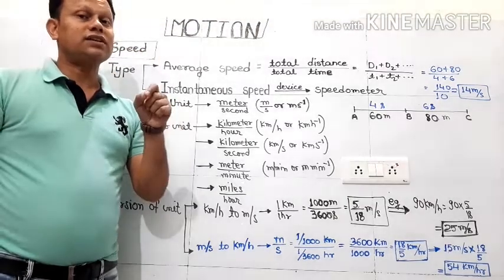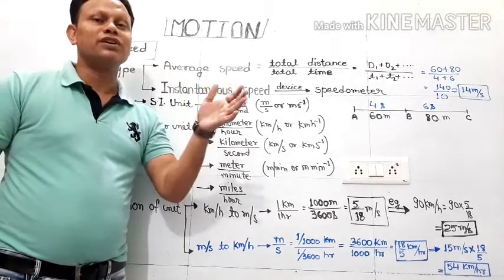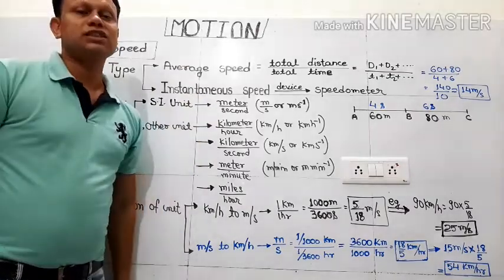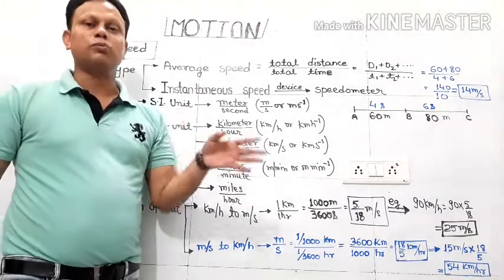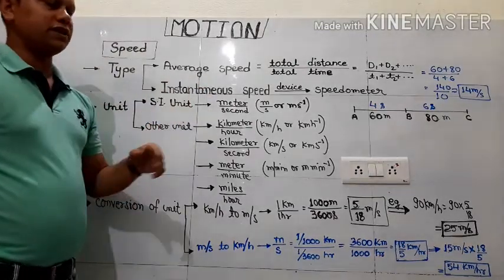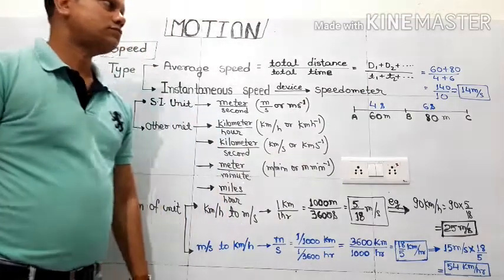So that's why it is called instantaneous speed, because it does not give the speed of the whole journey. At that particular moment and in that particular situation, what is the speed of your vehicle, that is shown by the speedometer. So that is called instantaneous speed, and the device which is used to measure this is the speedometer.